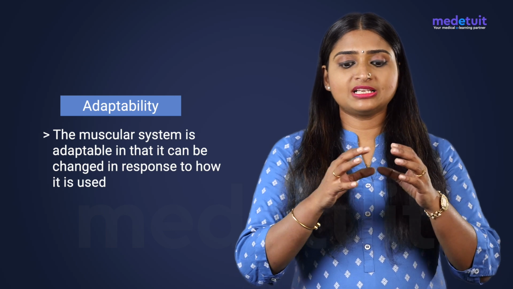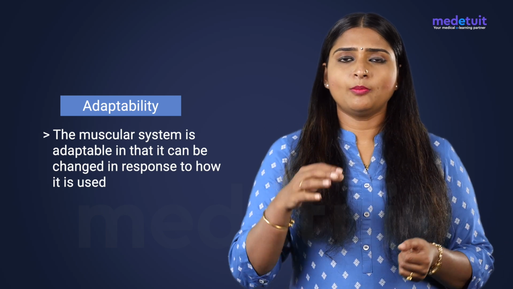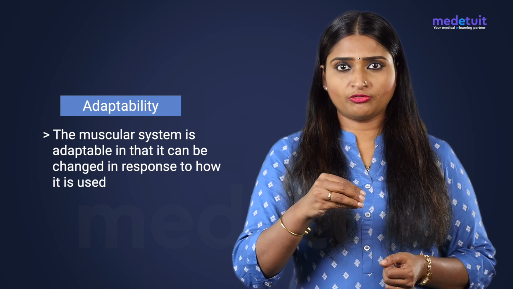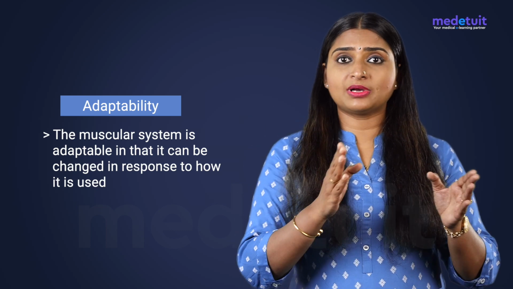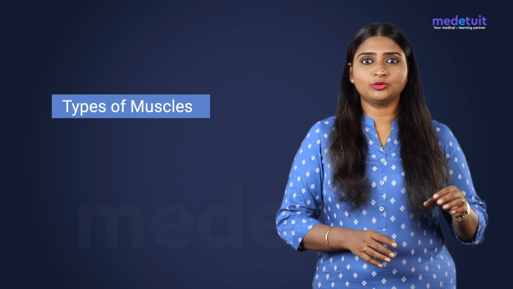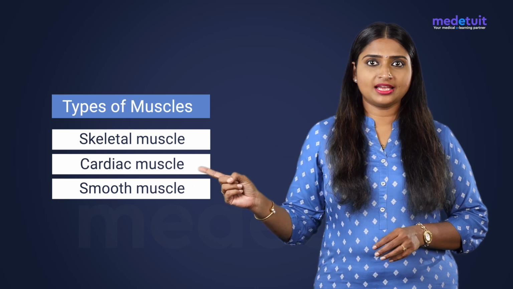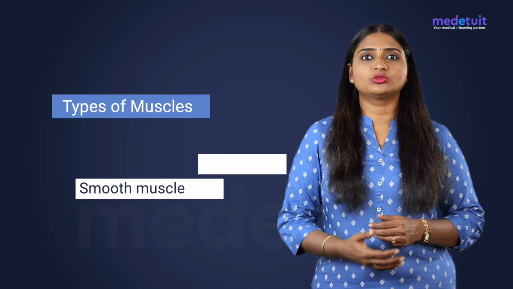Example, a muscle will enlarge or undergo hypertrophy with increased work, but on the other hand, it can go into atrophy or wasting away if the muscle is not used properly. There are actually 3 types of muscle in a human body. 1 is a skeletal muscle, 2 cardiac muscle, and 3 is a smooth muscle.